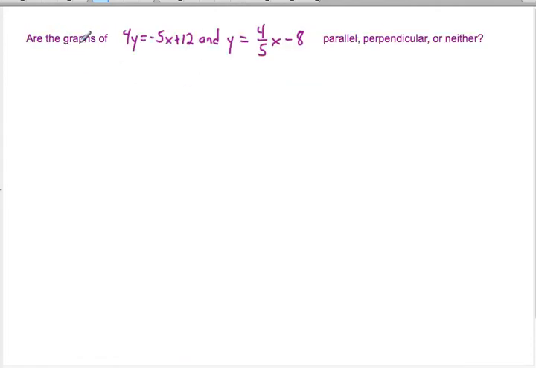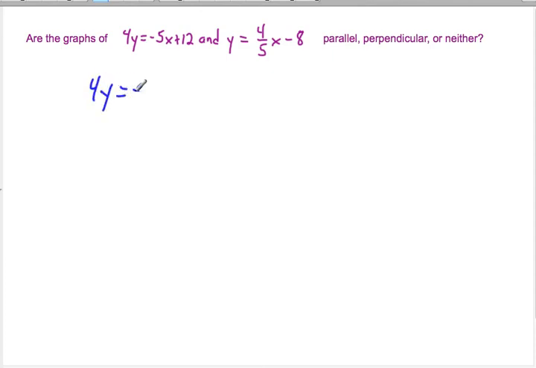So here's a question. Are the graphs of 4y equals negative 5x plus 12 and y equals 4/5 x minus 8 parallel, perpendicular, or neither? The only thing we need to know to figure this out is their slopes. So to figure out the slope of this line, we should probably put it in slope-intercept form.